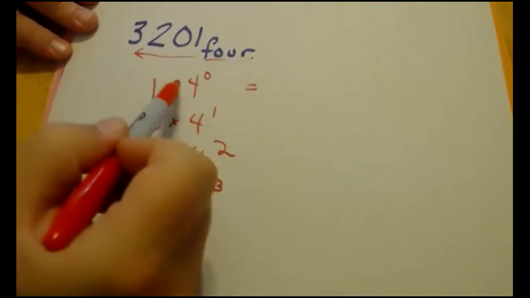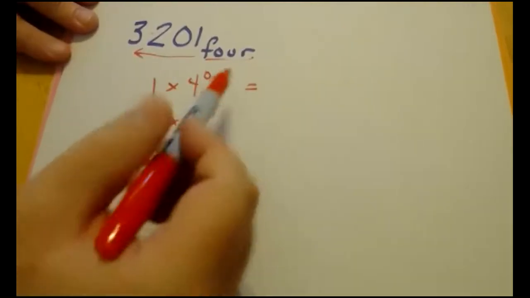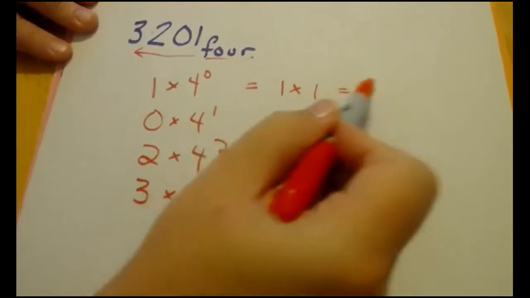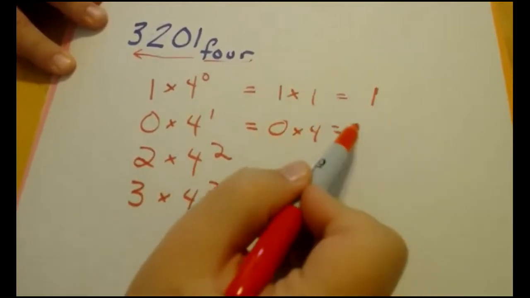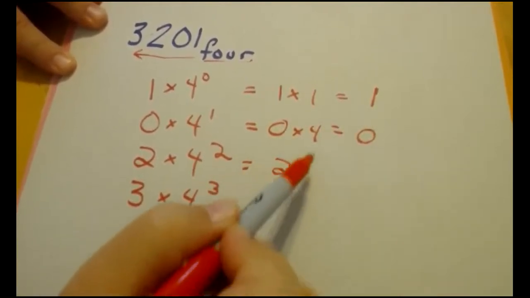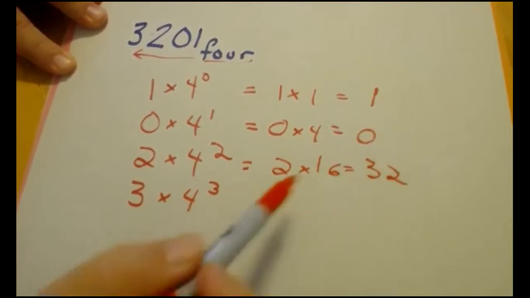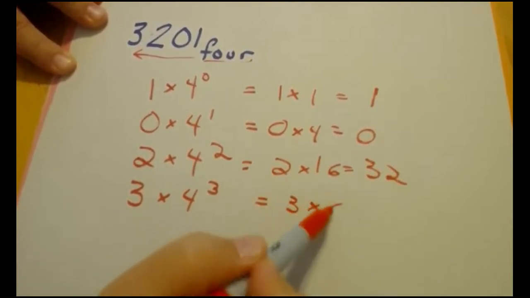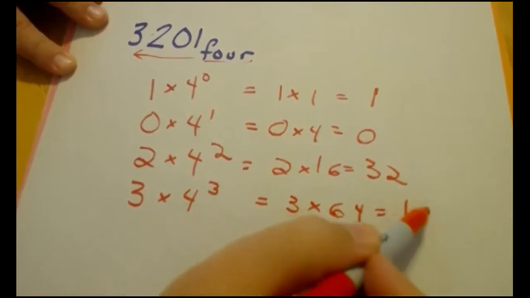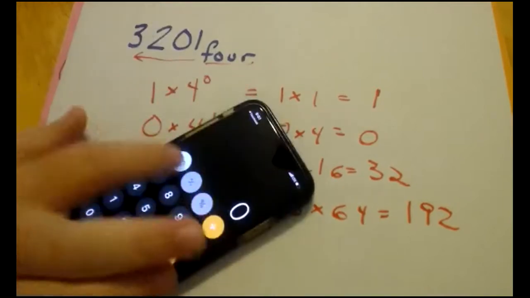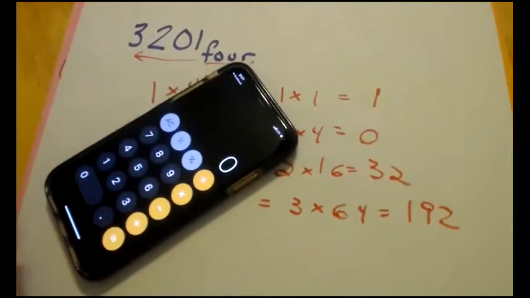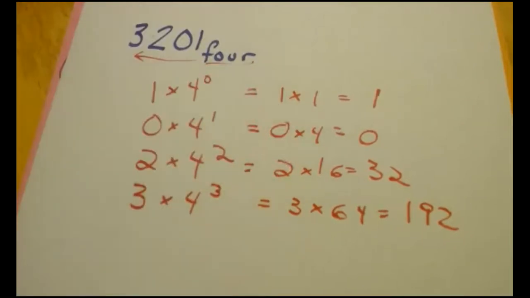So now some basic arithmetic, remembering that anything to the 0 power is 1. So 1 times 1 is going to give that 1. This is 0 times 4, to give you a 0. This is 2 times 16, and that is 32. And this is 3 times 64, which is obviously 192. Everybody can see that right off the bat, right? I don't know, I'm only human. I probably screwed that up. Hold on, just check that out. 3 times 64 is 192. I was right. Okay.